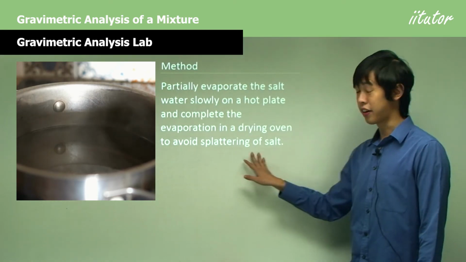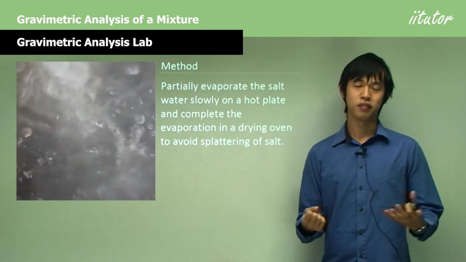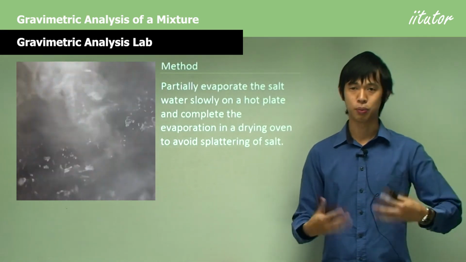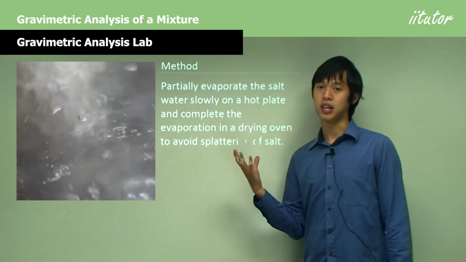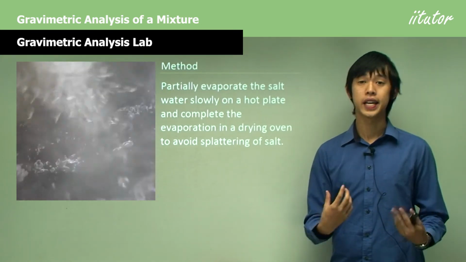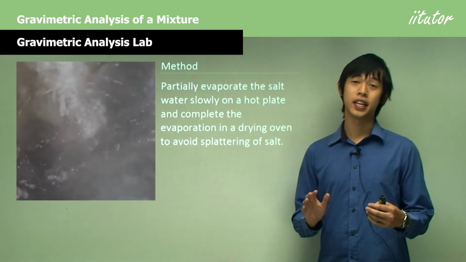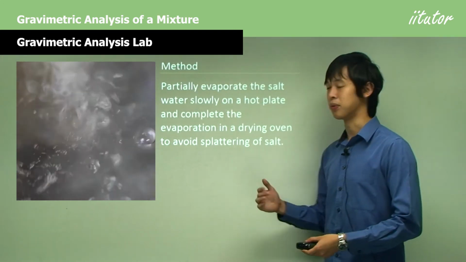To avoid the splattering of salt, so basically if you've ever boiled anything in your life, you'll see that drops of water go flying out when we put enough energy into it. We don't want to do that because if any water leaves, it could take salt with it. It almost certainly will take salt with it. So we want to avoid that, so we want to heat it kind of gently, and the way we do that is with this drying oven.